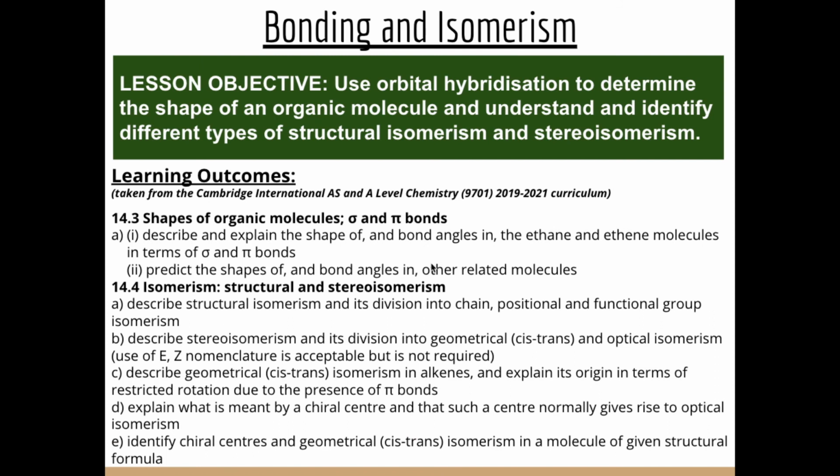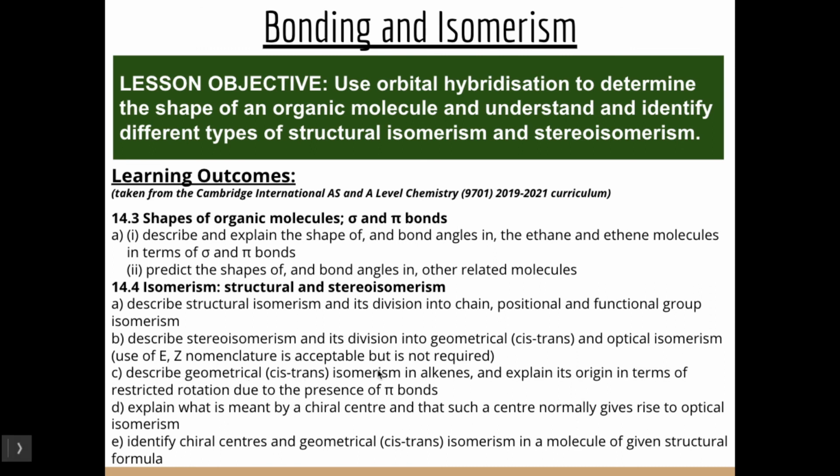And that concludes this lesson on bonding and isomerism. What have we looked at? We have looked at the shapes of organic molecules: describe and explain the shape of and bond angles in the ethane and ethene molecules in terms of sigma and pi bonds, and predict the shapes of and bond angles in other related molecules. Then we looked at our isomers: describe structural isomerism and its division into chain, positional, and functional group isomerism. We've described stereoisomerism and its division into geometrical, cis-trans, and optical isomerism.